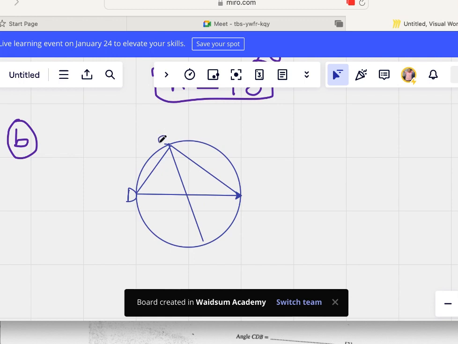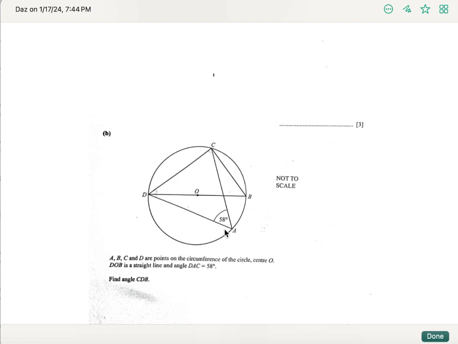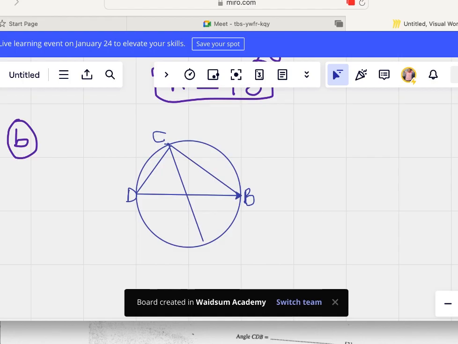Okay, this place is C, and this is B. And then there's a line here. Okay, let's see the last one. This one, join it. This one was a bit too bogus. This one was okay, but we can just manage to join it from here. Not perfect, but at least something like this. We call this one 58.